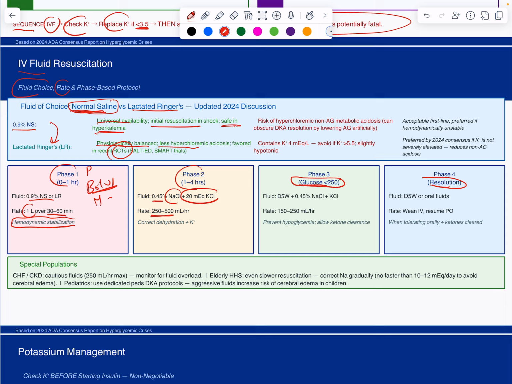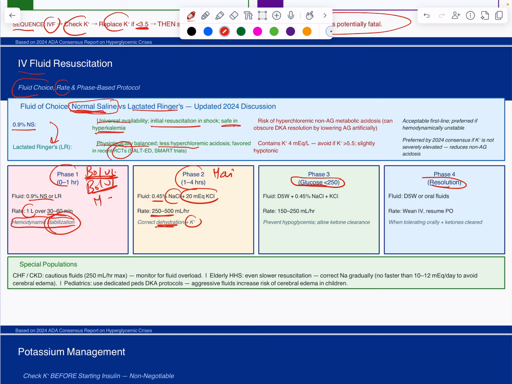So this is the maintenance. Phase 1 was mainly the bolus phase, and phase 2 is the maintenance phase. Your goal in phase 1 was stabilization. Bolus stabilizes, maintenance doesn't stabilize. So if you want to stabilize someone, you have to bolus. Phase 2 is not about stabilization; it's mainly to correct the dehydration, and if there is hypokalemia, you correct the potassium in this phase.